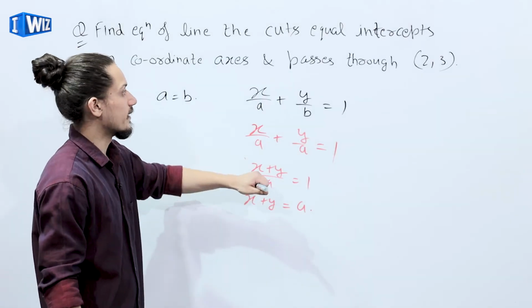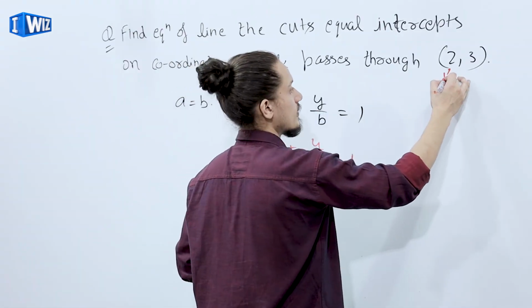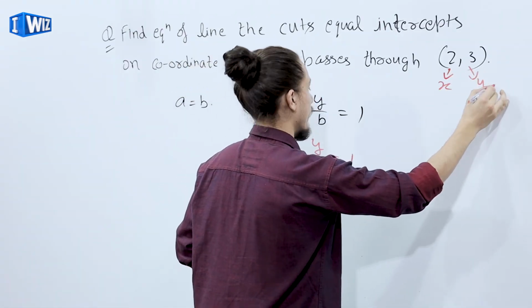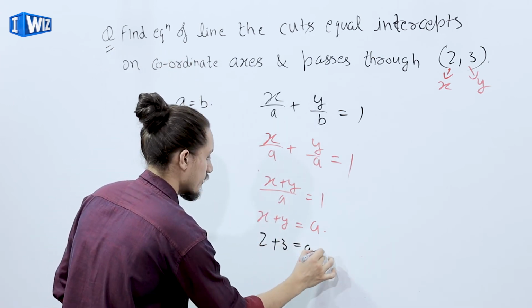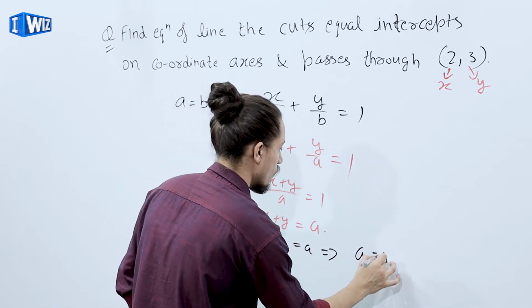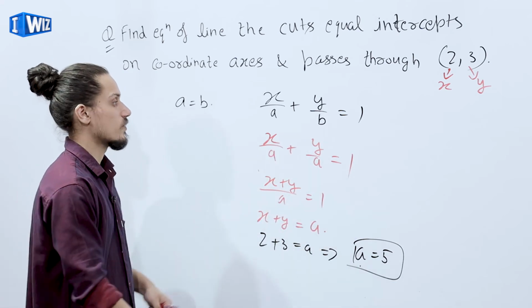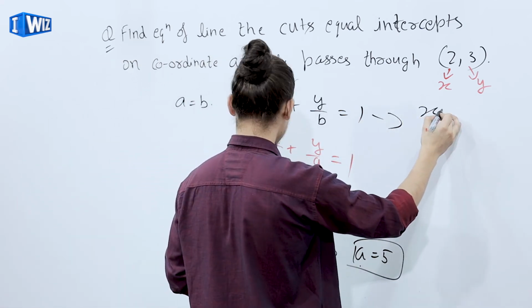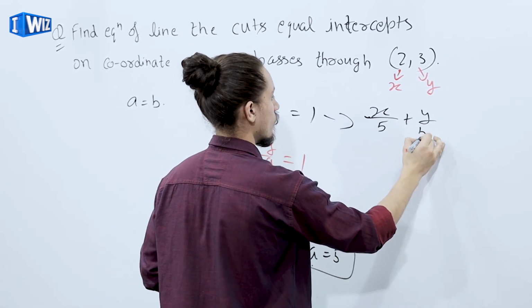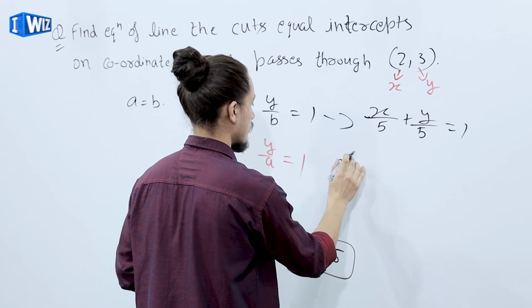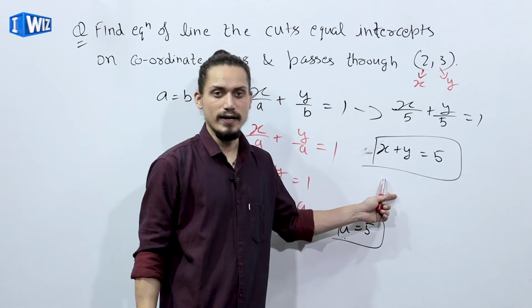Now the second point is that this line passes through the point (2, 3), meaning we can replace x by 2 and y by 3, so we get 2 plus 3 is equal to a, which implies a is equal to 5. Now if the value of a is 5, then the value of b should also be 5. Using this in the equation we get x/5 plus y/5 is equal to 1, which implies x plus y is equal to 5, which is the required equation of line in this case.